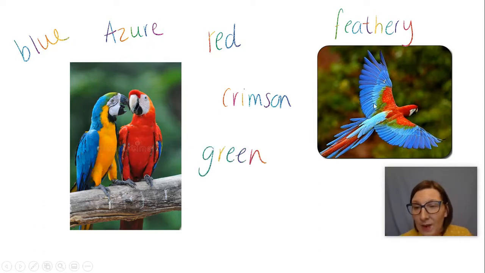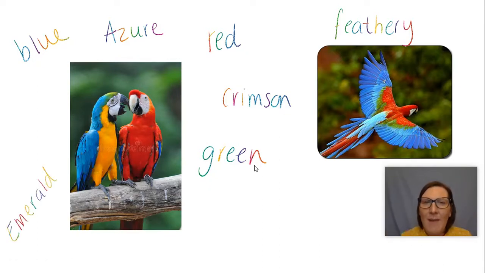Okay. And then I said, well, there's some bits of green. So in the one that's flying, you can see these little parts of green here. And on this one's head, you can see some green. But not just green. I thought of another word for green. I went emerald. Emerald is like a really rich colour of green. And I definitely think these parrots have rich green on them.